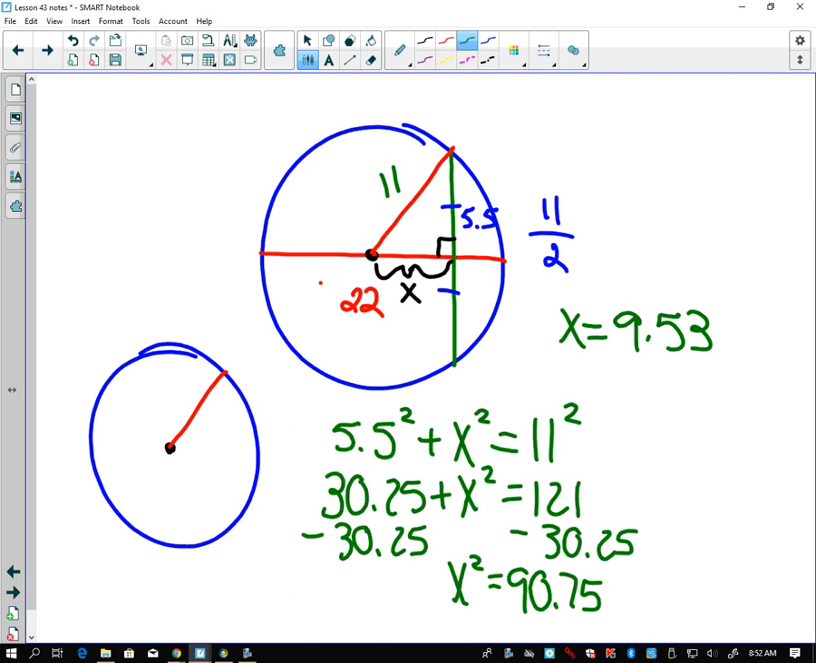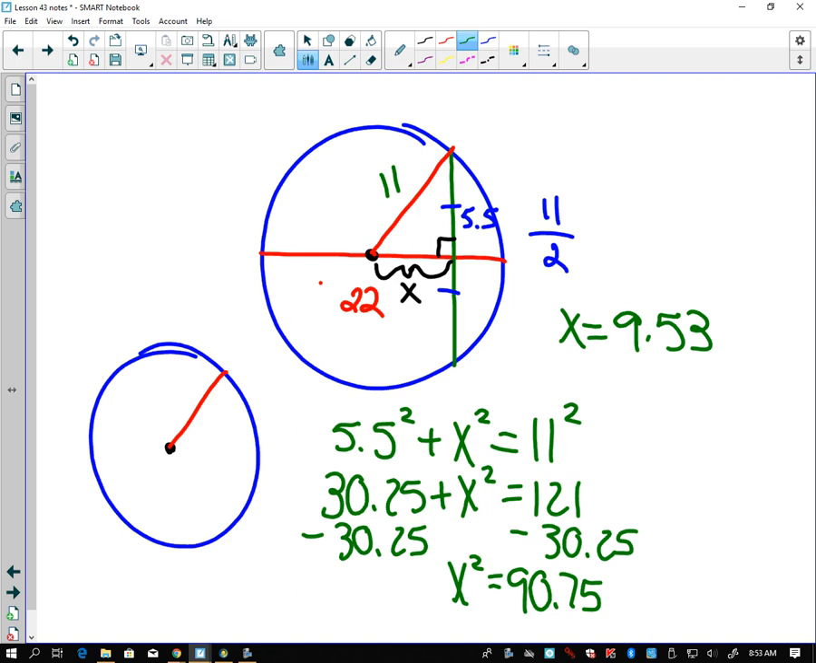Okay. So what they're saying is that this is a 30, 60, 90 triangle, but there's nothing about this that actually says that. I would probably take 9.53. They're getting for their answer 5.5 radical 3. But you'd have to notice the relationship between 5.5 and 11.